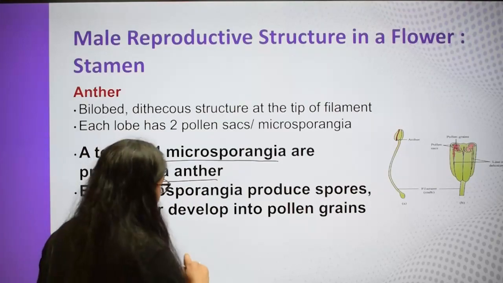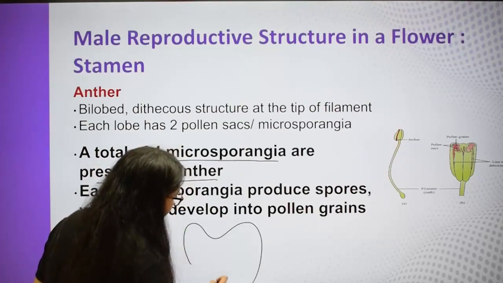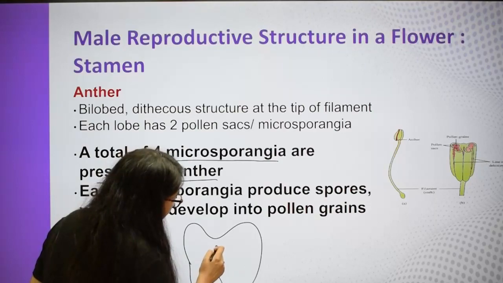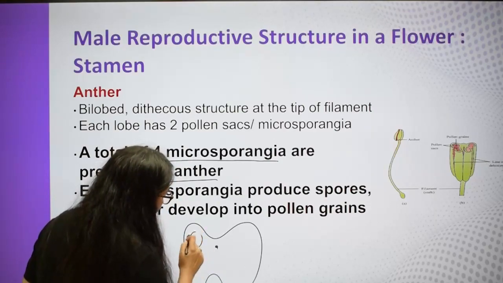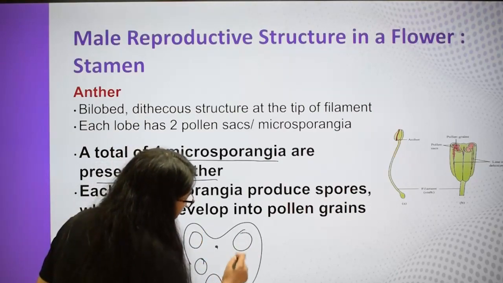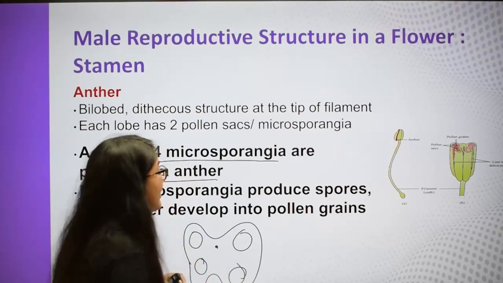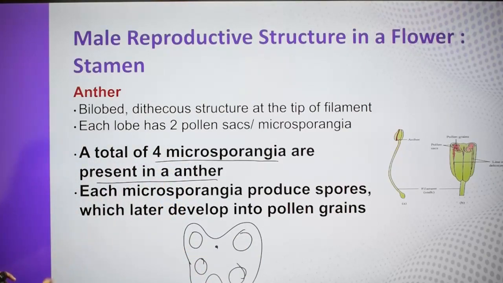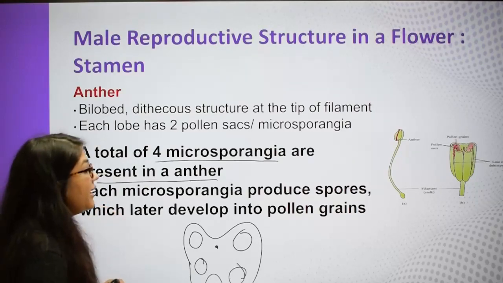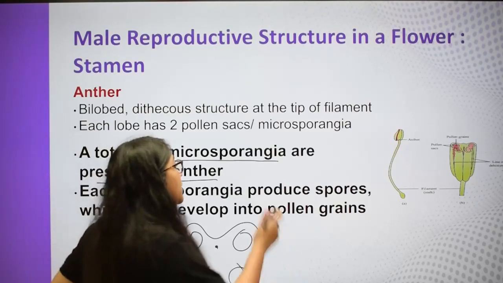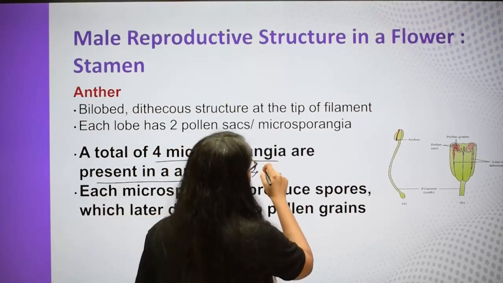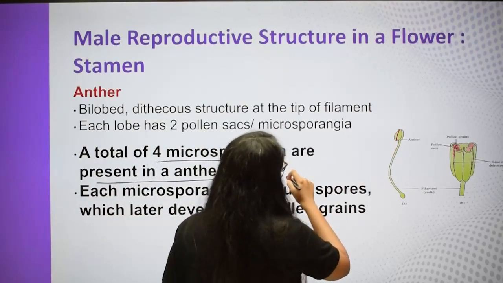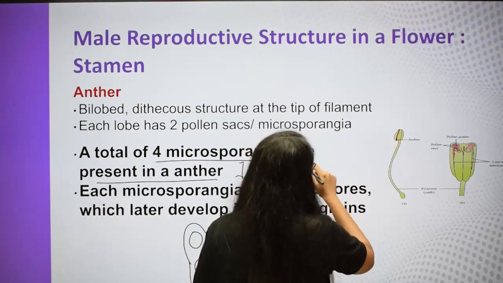Now next, a total of 4 microsporangia are present in the anther, right? We saw the section of each lobe. Here we are going to find a connective. Here we are going to find the microsporangia or the pollen sacs. In an anther, how many pollen sacs or microsporangia are we seeing? We are seeing 4 microsporangia. So the term that we can use for this is tetrasporangiate.